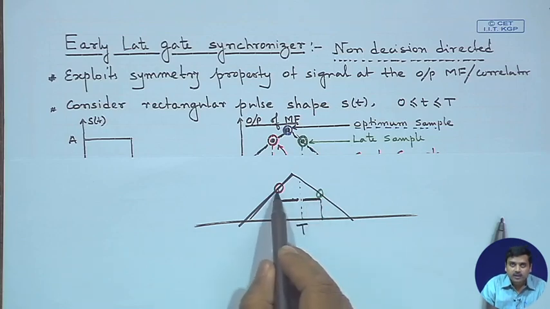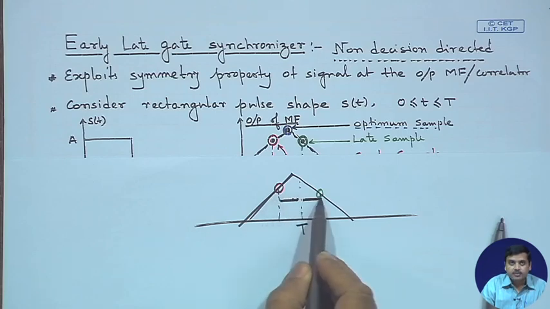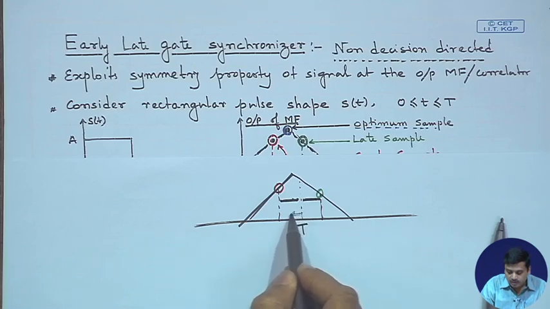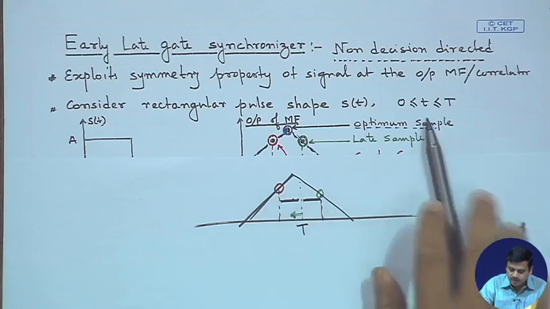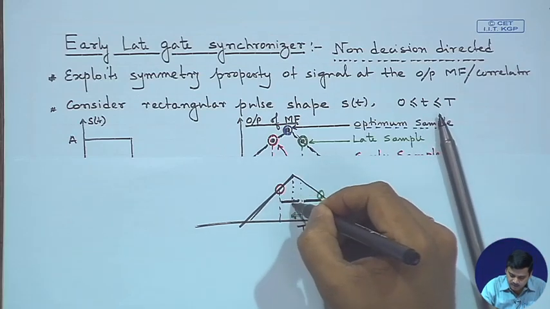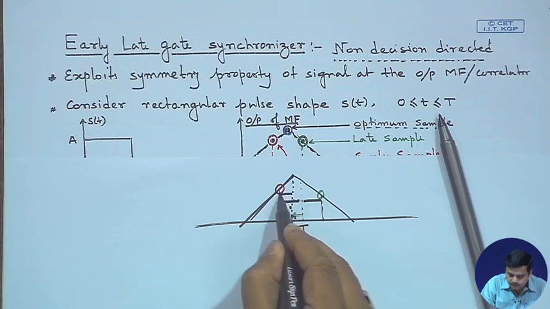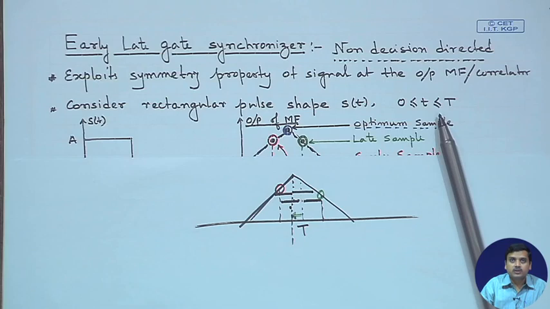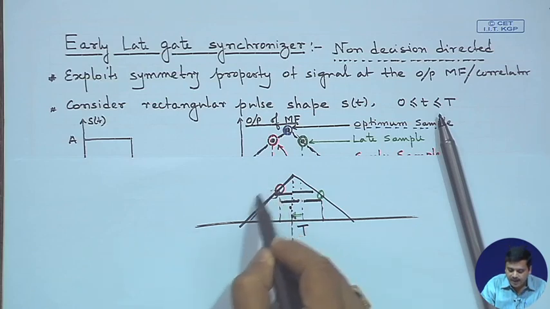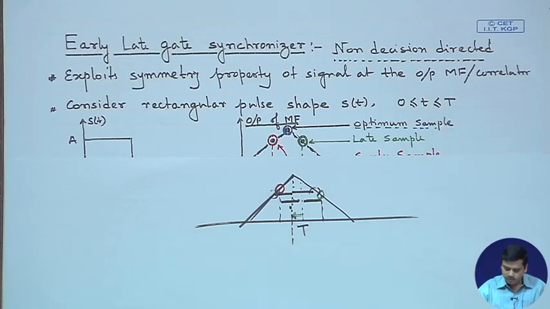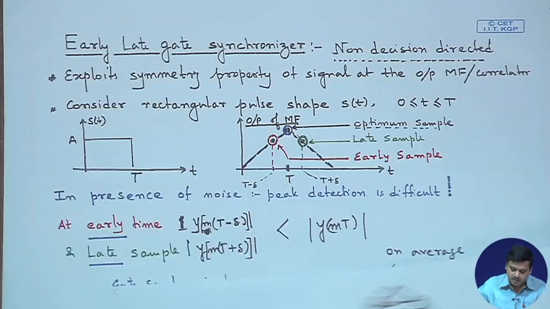If I compare the early value with the late value, I can see early is a bit higher and late is a bit lower. That means I need to shift my clock a little bit to this side. If I am perfectly synchronized and take equal readings on both sides, then I will find that we are balanced in the early value and the late value, and we can do the synchronization. So, we are comparing these two values continuously in order to do the synchronization.